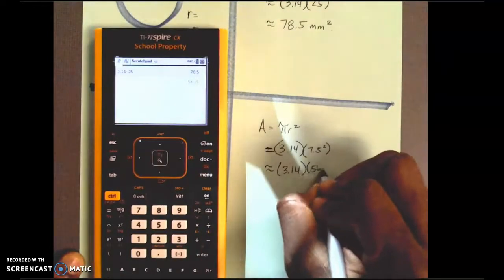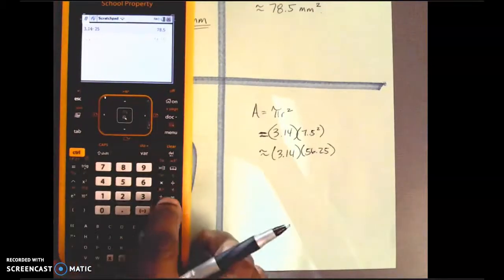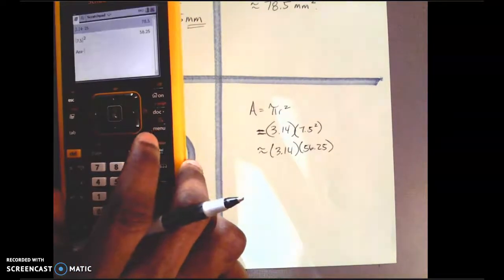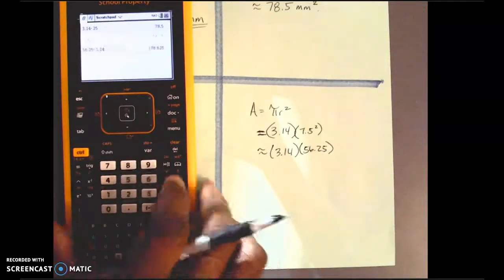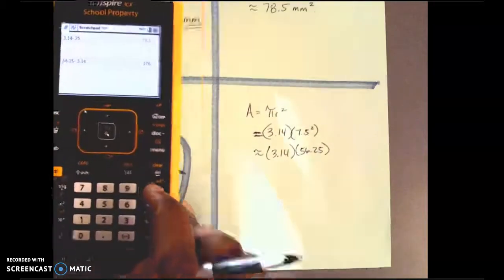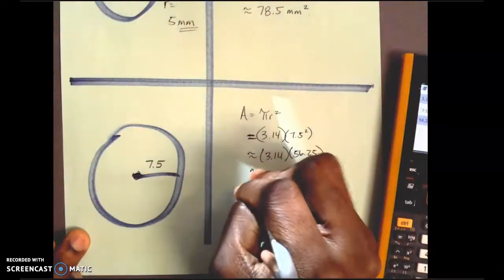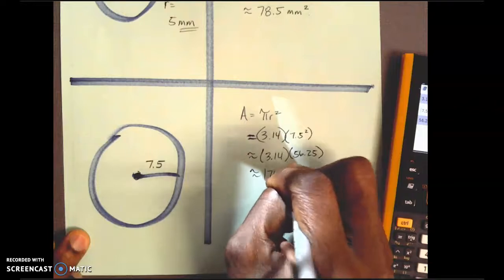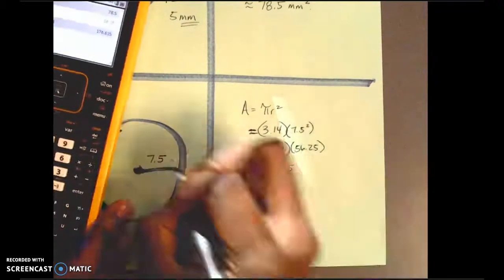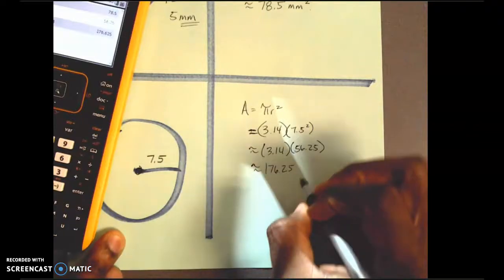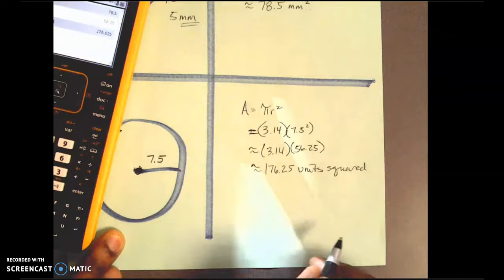Okay, 56.25. I'm not going to round anything just yet because I want to round at the very end. So I'm going to use that number. In this case, the calculator just says the answer of that previous problem times 3.14, which is going to give me 176.625. Okay, so that's approximately 176.625. So what if I wanted to have this rounded? And let me go ahead and put in my unit. In this case, there were no units given, so I'm just going to say units squared, whatever that unit is.